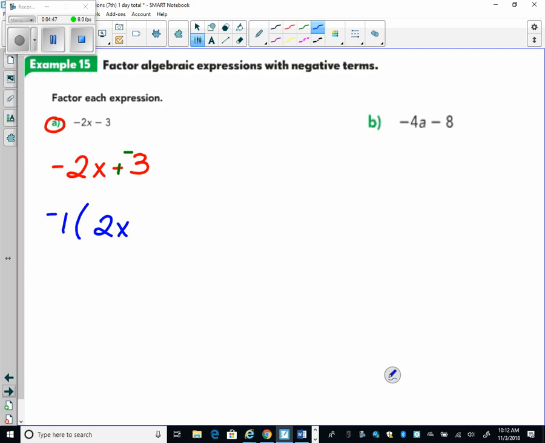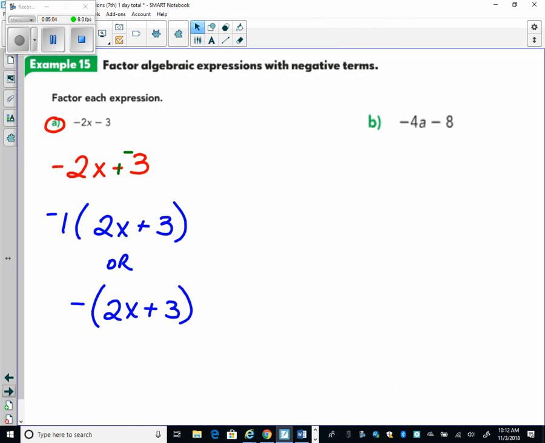Same thing for negative 3. Negative 3 divided by negative 1 is going to leave us with a positive 3. Another way I could write this is by not putting the 1. And there would be my factored expression. Greatest common factor here was just -1 or just simply a negative.